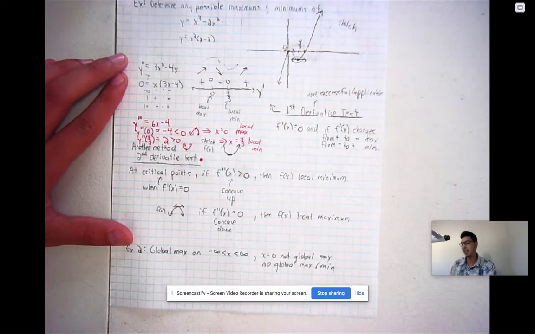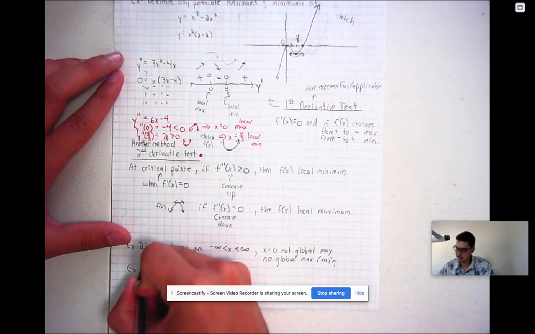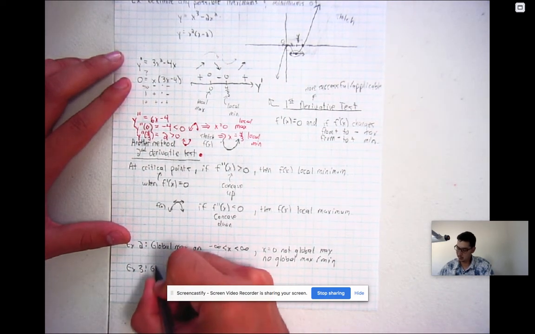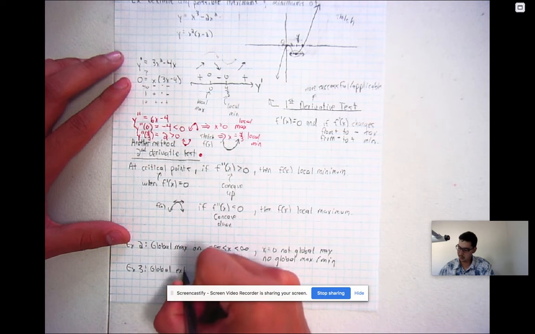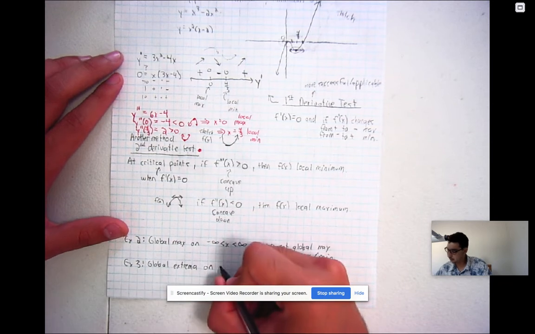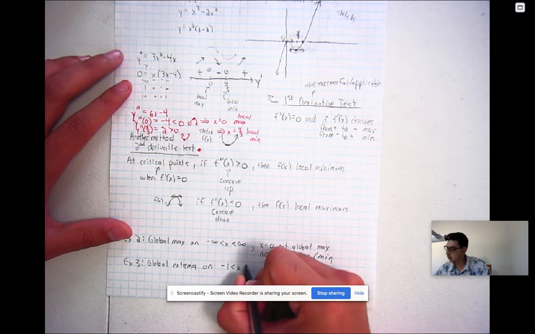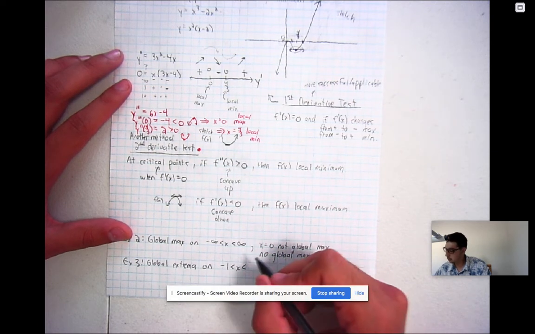But say it defines a different interval. So let's say, for example, we say what's the global, and I'm going to use the word extrema now, on the interval from negative 2, or let's go negative 1 to 3.